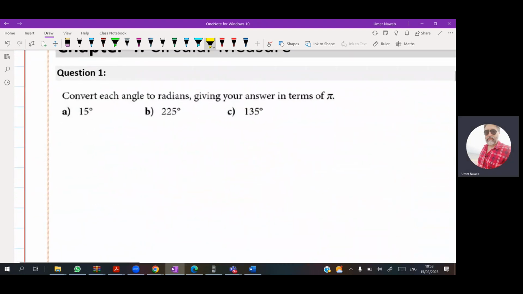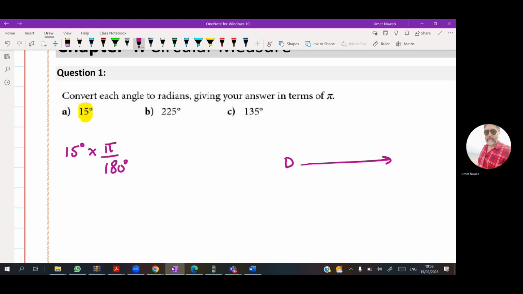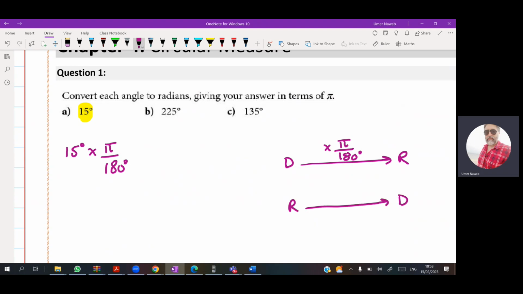So circular measures, guys, you can see he has given you the angle in degrees, and I want to convert it into radians. So what you need to do, guys, 15 degrees. If anyone wants to convert any angle from degrees to radian, you need to multiply with pi and divide it by 180. So the reason is, if anyone wants to move from degrees to radians, you need to multiply pi and divide it by 180. And if you want to move from radian to degrees, you have to multiply with 180 and divide it by pi. That's the thing you have to do.